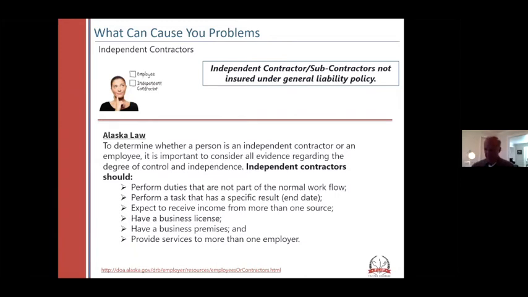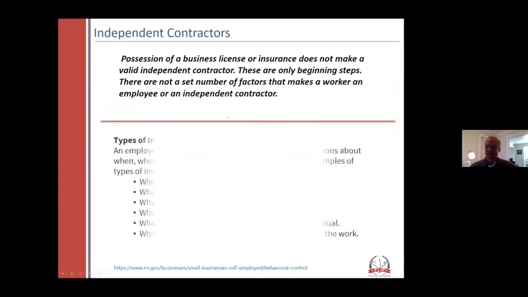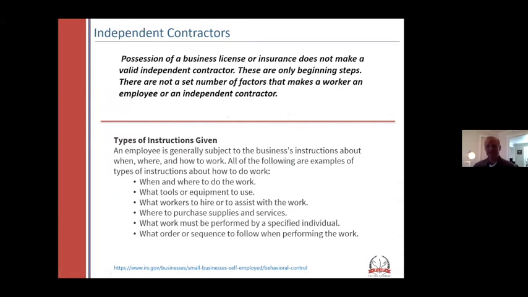So the next slide we get into is talking about even more detail about what an independent contractor is. Possession of a business license or insurance does not make a valid independent contractor. These are only beginning steps. There are a number of factors that make a worker an employee or an independent contractor. So what it comes down to is, what kind of instructions are you giving this person that is technically an independent contractor, or that you're trying to title an independent contractor?